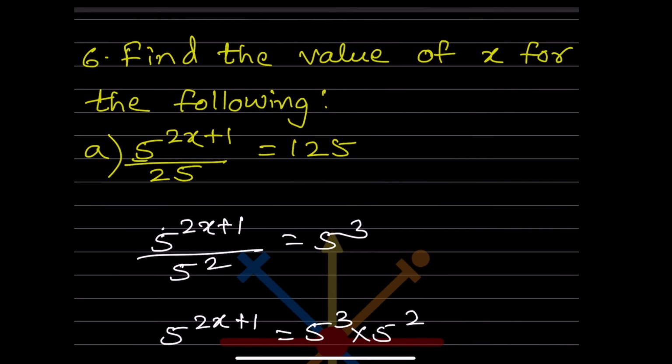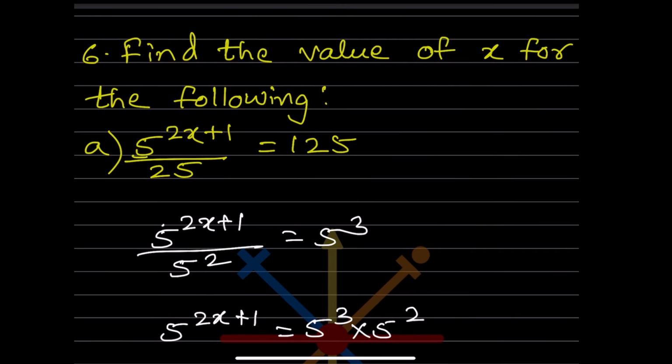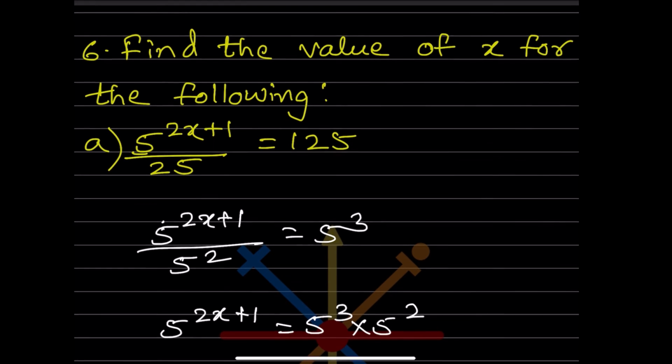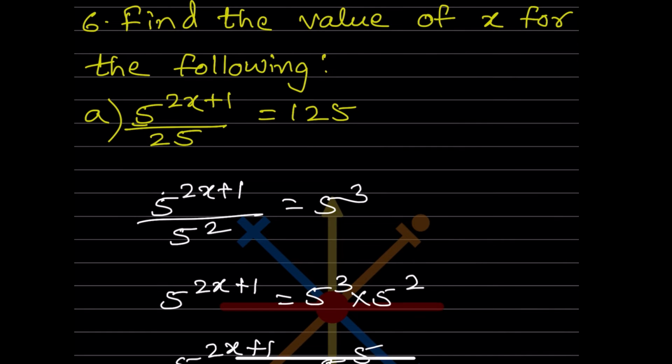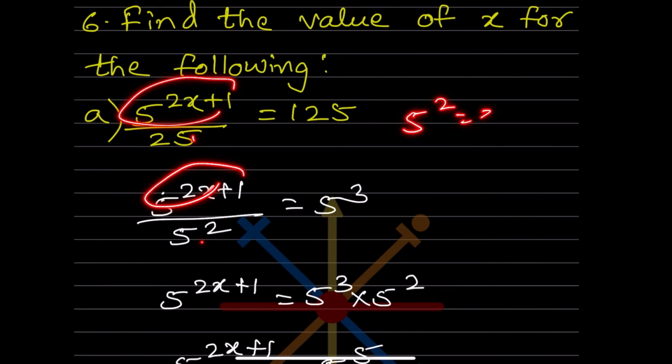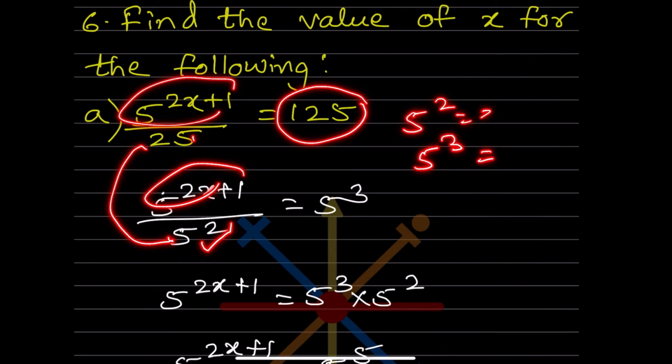Now find the value of x for the following. Now look at here. These are the very important problems. And here 5 is to 2x plus 1 divided by 25 is equal to 125. So now let us do this one. We can bring this in terms of 5. Now see here, this will write as it is. 25 is nothing but 5 square is 25. So we'll write here for this one as 5 square. And 125 is nothing but 5 raised to 3. That is going to be 125.